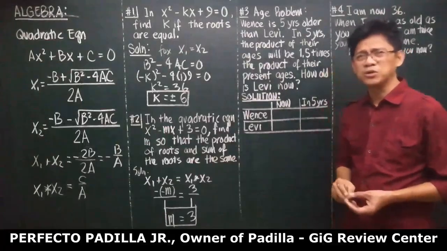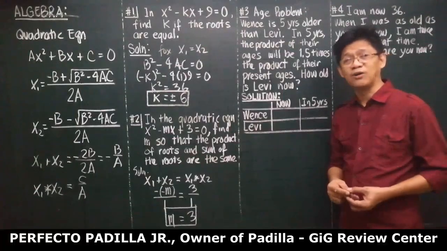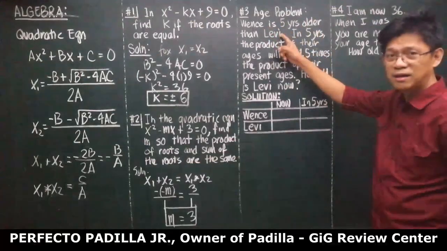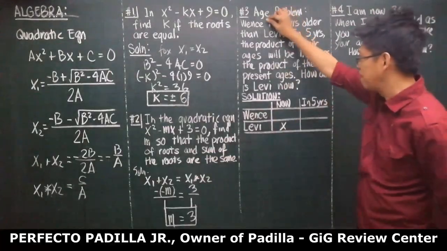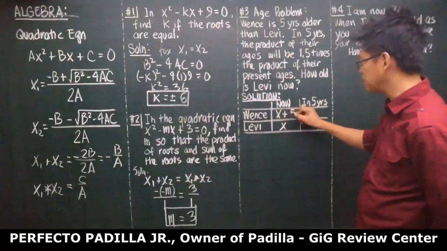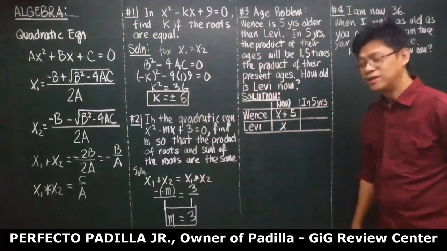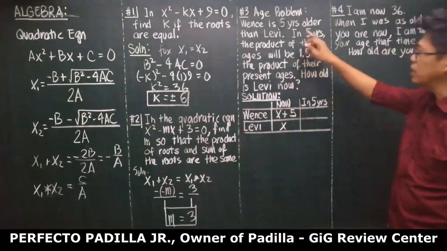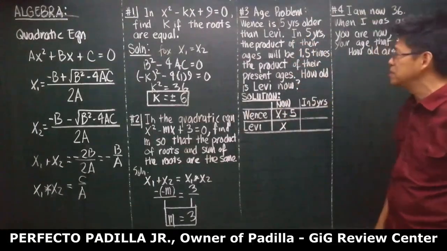Now, simple lang ang solution dito, no? Simple subtraction. Yung time elapsed ng lahat ng tao, parehas. Halimbawa, ang sabi dito, Wenz is 5 years older than Levi. So, ang ibig sabihin, if Levi is x, when is 5 years older, so this is x plus 5. Older, no? Hindi 5 times, no? Hindi as old. So, ito, older, mas matanda ng 5. So, plus 5.